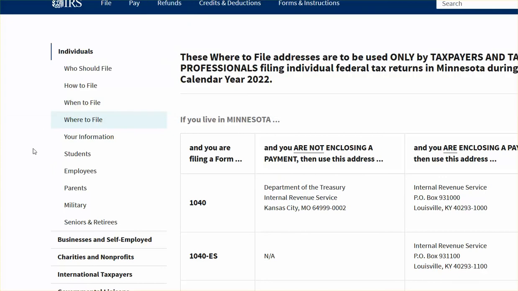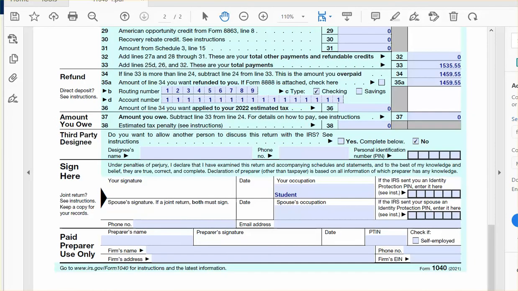And again, pay attention to what kind of form you were using. We did the 1040, and in our case, we don't owe a payment. So we send it to this address. If you did owe money, you would send it differently. As you complete your tax return assignment, please let us know if you have any questions.